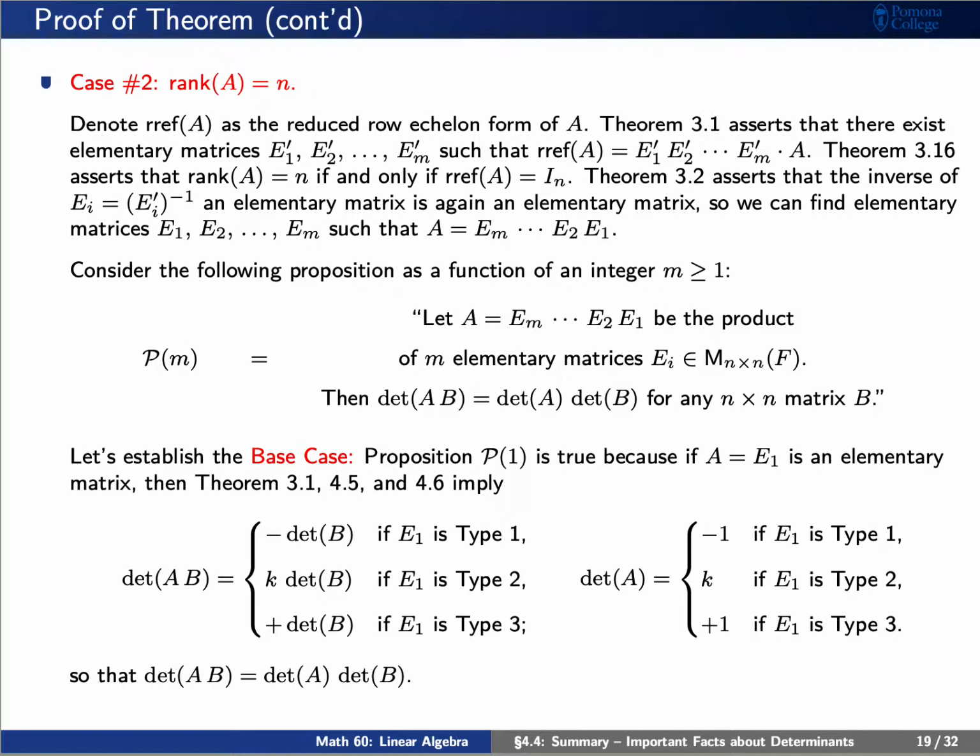This means that A itself is an elementary matrix. But then these are just the theorems that we've worked out before. If A is an elementary matrix, we know that its determinant is either minus 1, k, or plus 1, depending on whether it comes from a type 1, type 2, or type 3 operation. Similarly, we worked out how the determinant of A times B transforms in terms of the determinant of B. So in the special case when m is equal to 1, we do find that the determinant of A times B is the determinant of A times the determinant of B.